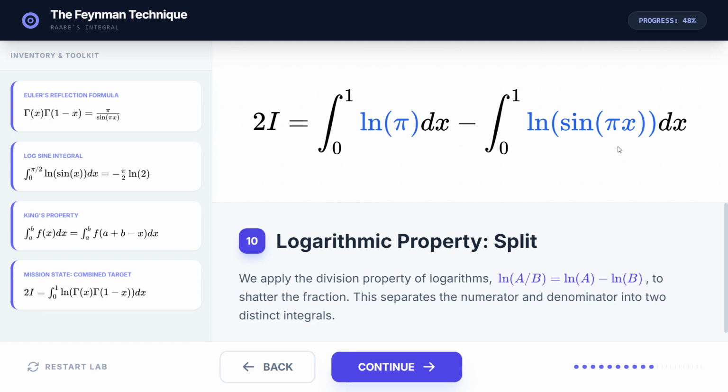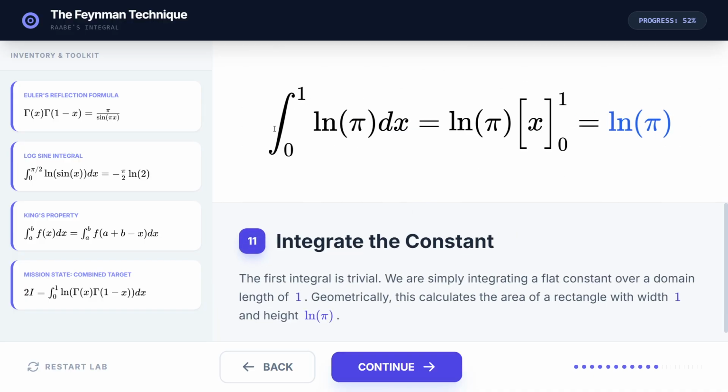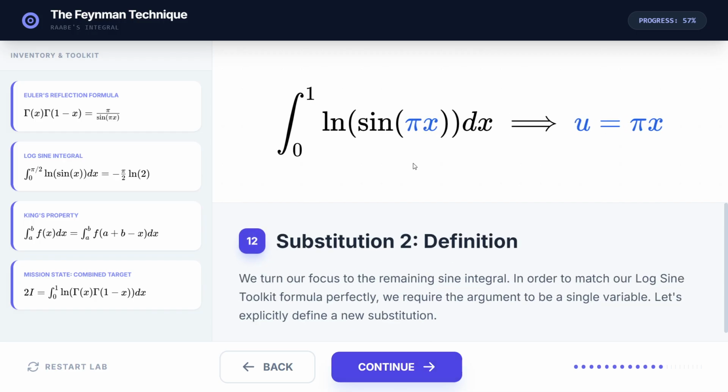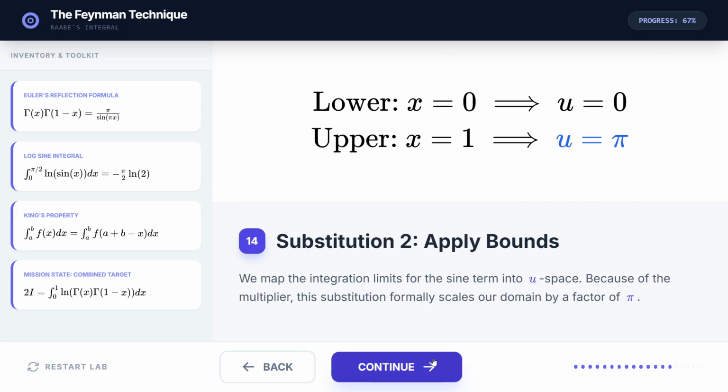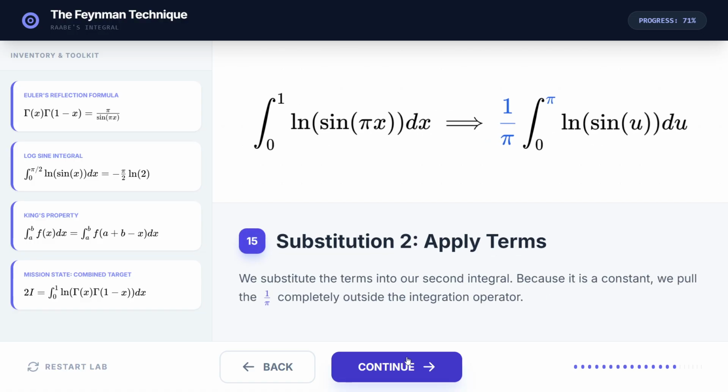And this one we'll have to break out King's property to solve. So this is just evaluating that first simple integral. It equals natural log pi. So for our second integral, let's make the substitution u is equal to pi x. So dx is 1 over pi du. Our bounds go from 0 to 1 to 0 to pi. So bringing out that 1 over pi from our differential, and now we have this integral.